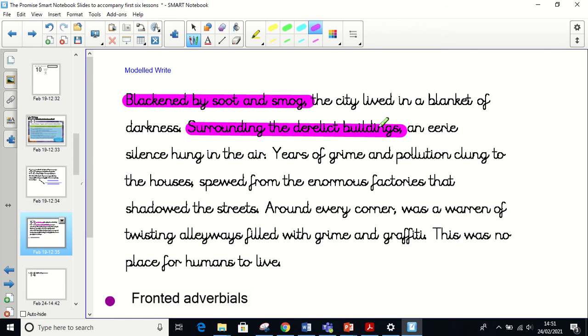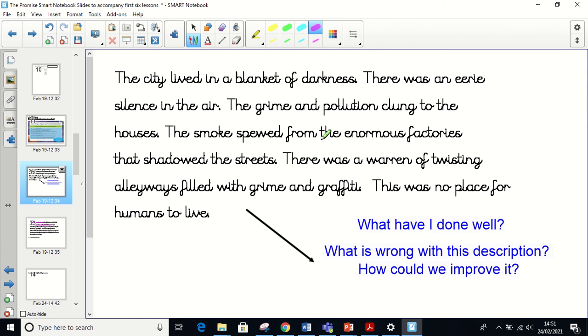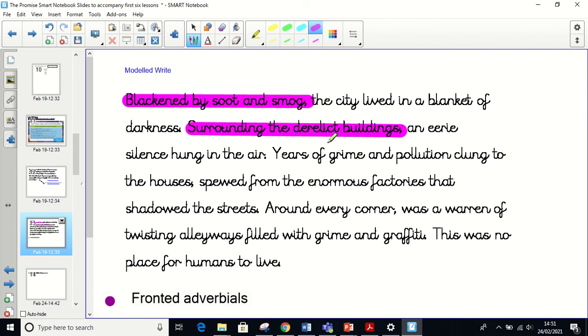Surrounding the derelict buildings, an eerie silence hung in the air. Years of grime and pollution clung to the houses, spewed from the enormous factories that shadowed the streets. So I've put those were separate sentences before. I'll go back. The grime and pollution clung to the houses, the smoke spewed from the enormous factories. So what I've done is I've put them together, added "years of" at the front to make that a more complex sentence. Okay, and I've got a comma separating them.